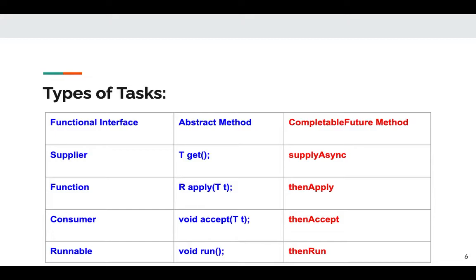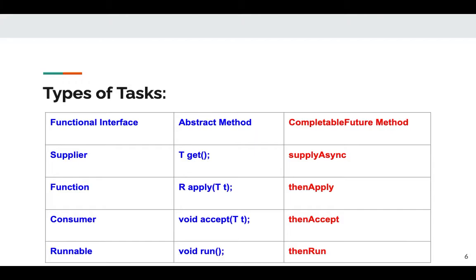So first we have the supplier, which is a functional interface. The supplier, as the name suggests, supplies values. It has one abstract method, which is get. When we want to use the supplier in our pipeline to supply some values, we implement a lambda describing what we really want supplied. And then we pass this lambda to the supply async completable future method to get it scheduled and executed and all that good stuff. So supply async is the higher order function here.